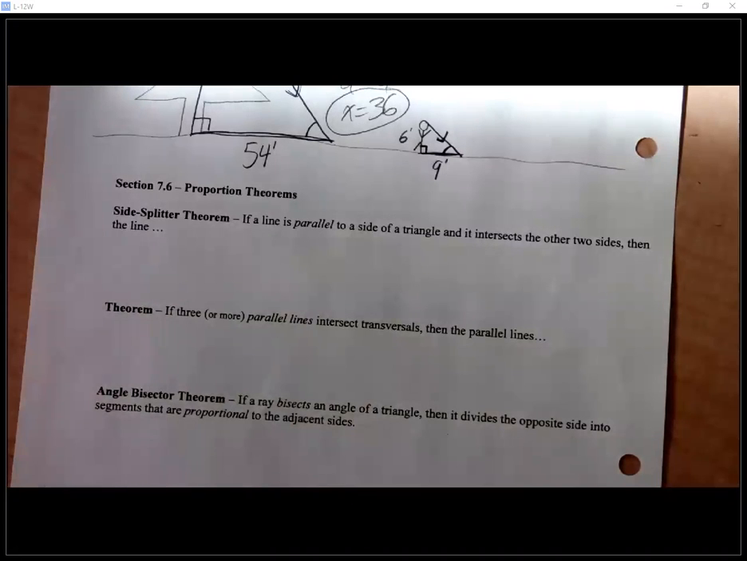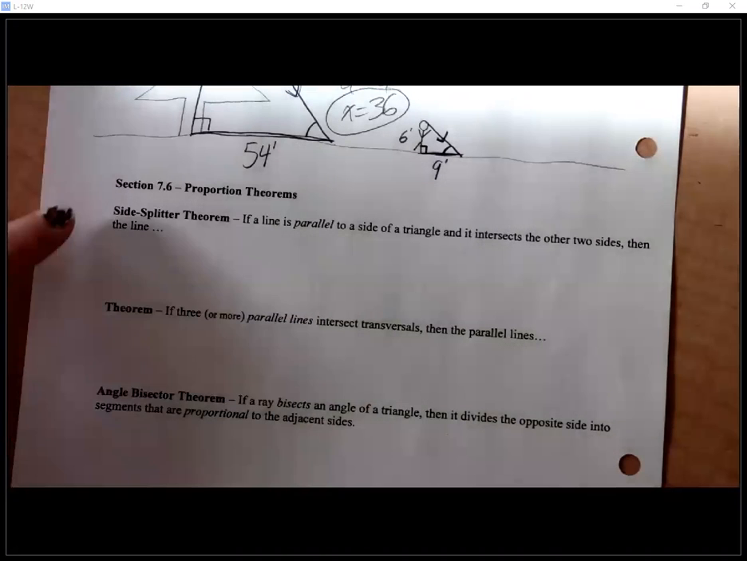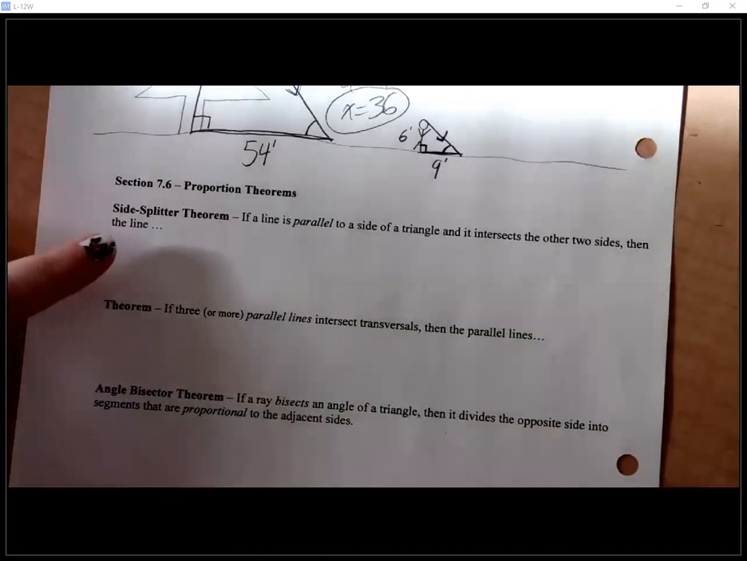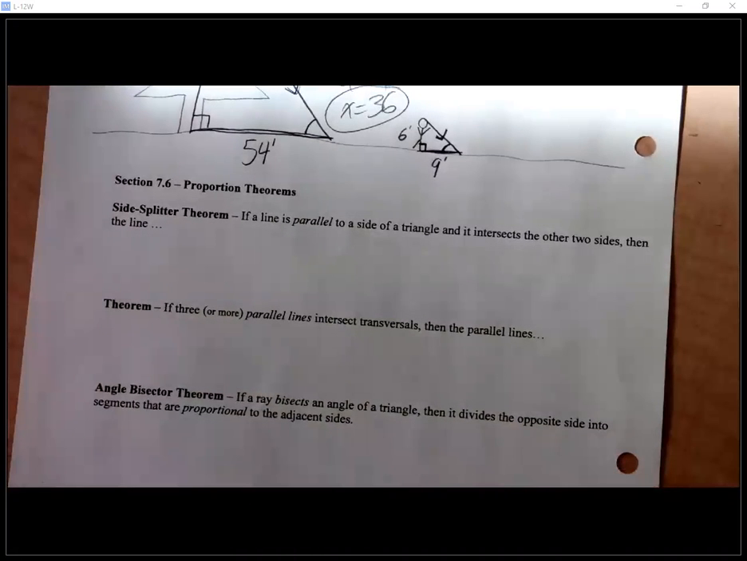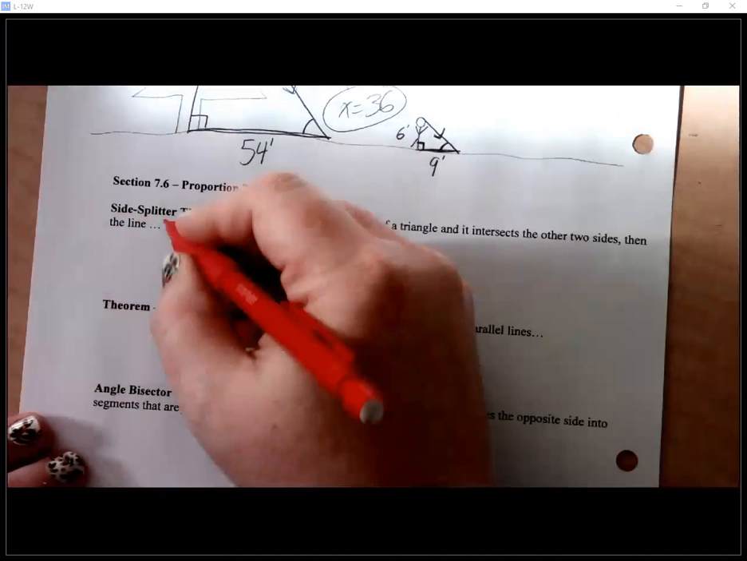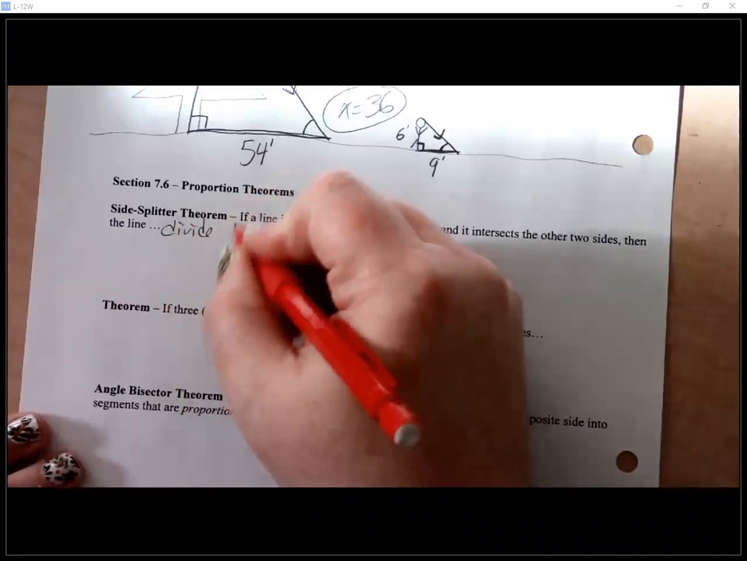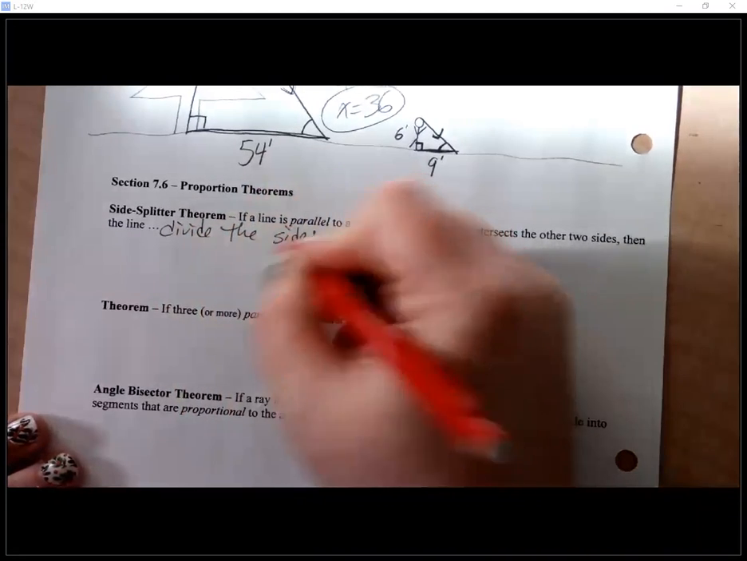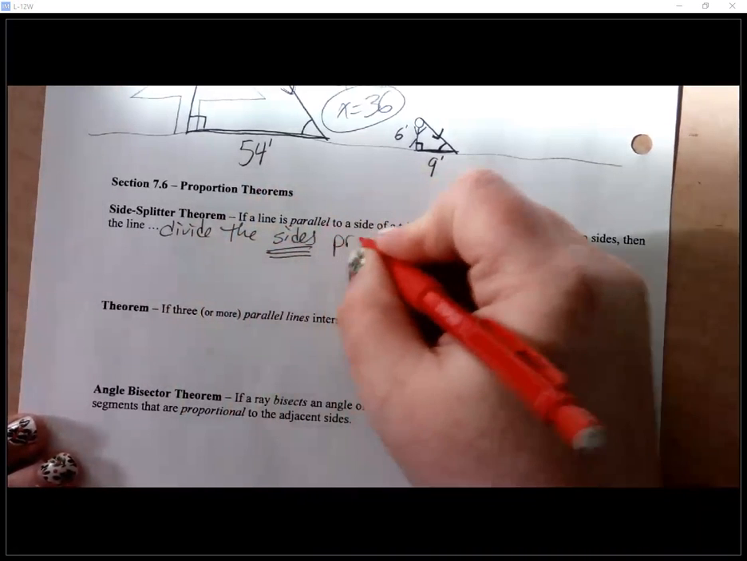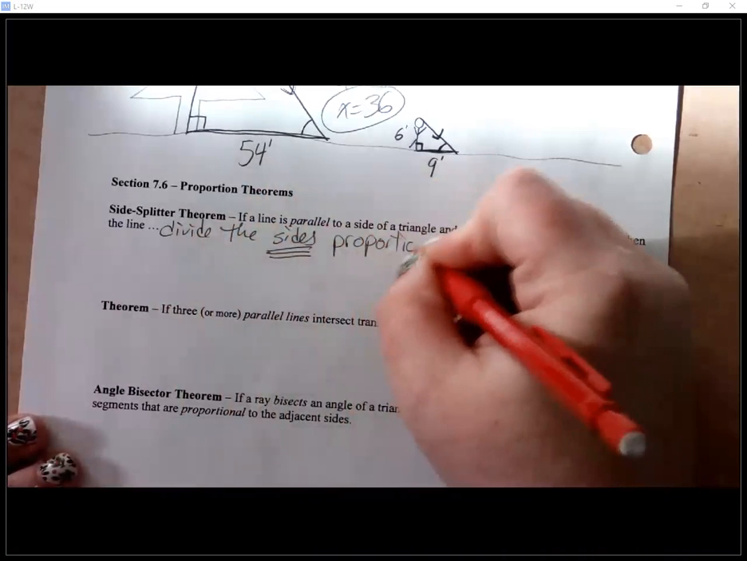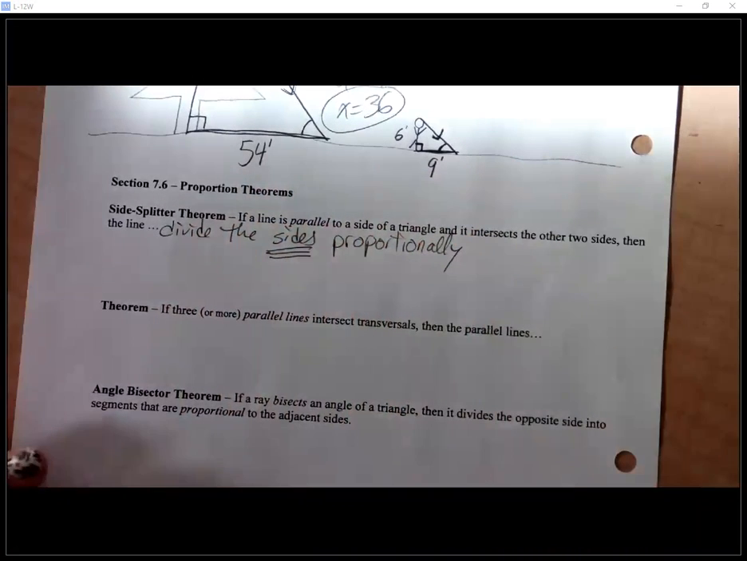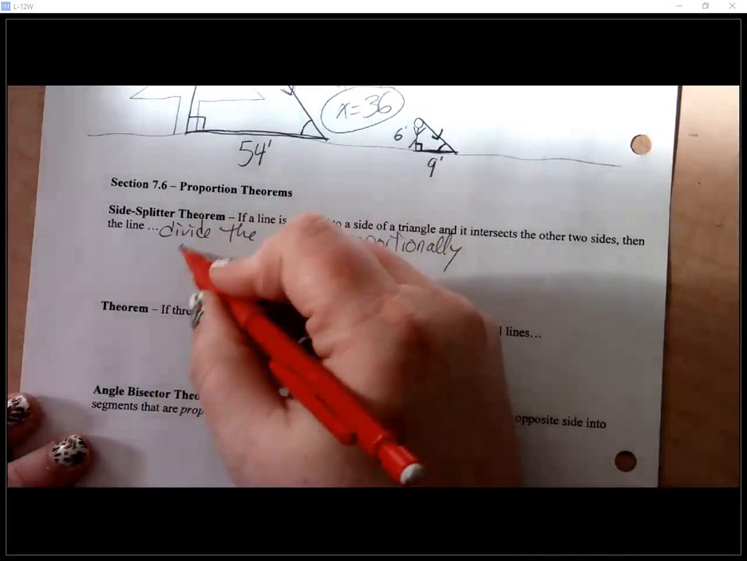But any questions? Side splitter. Do you remember I mentioned that to you the other day? Side splitter. So let's see what this is all about. This says, if a line is parallel to a side of a triangle and it intersects the other two sides, then the line, you ready for this? It's going to divide the sides. And I'm going to underline sides because it's the sides only. Divide the sides proportionally. So you did a little bit with this in your homework already. They just didn't refer to it as the side splitter theorem.